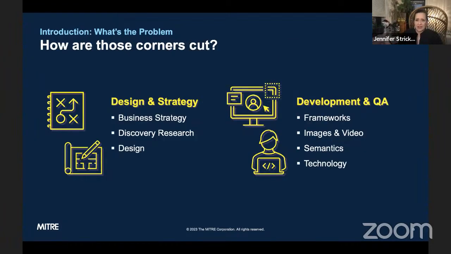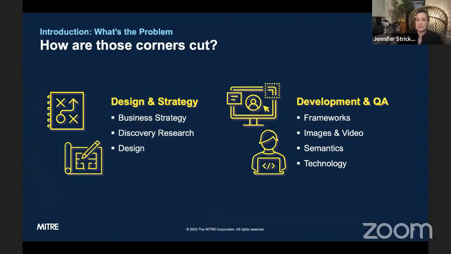So how do those corners get cut? Well, up front in that shift left, design and strategy, business folks, where we decide to do our discovery research, how we do the design, all of those places are opportunities where priorities get established. Then in development and QA, because more often than not, if schedules are funky, developers never get an extension on a schedule. I've never seen it happen. And so they'll quickly use a framework. They'll just do what's quick and get it done.